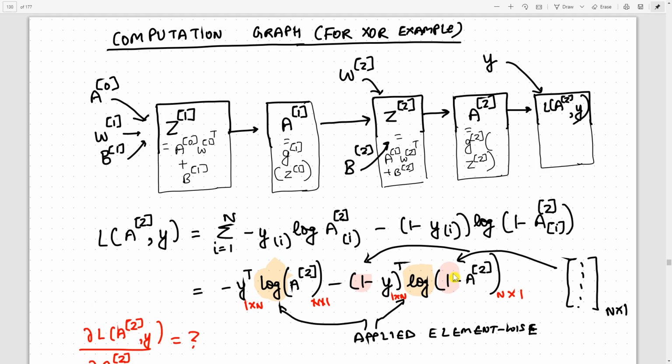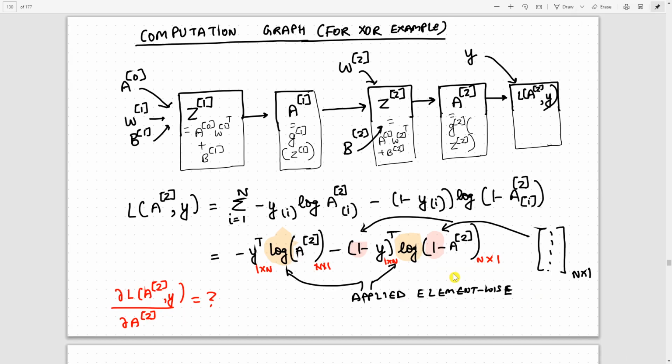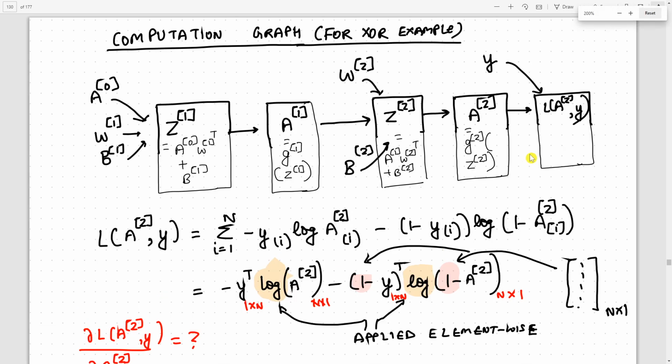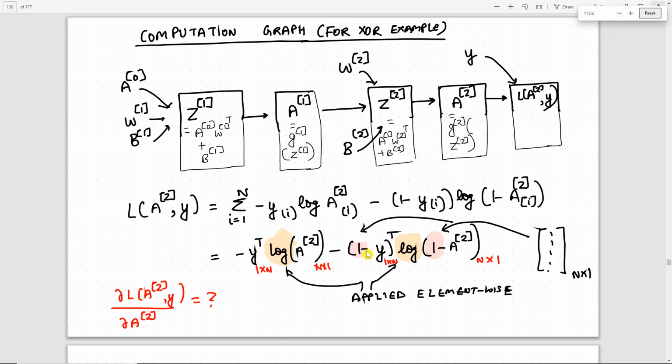And the question that you are trying to see is what is the gradient of the loss with respect to the parameter a2. So a2 appears here, right? So that's what we're trying to calculate the gradient of the loss with respect to.